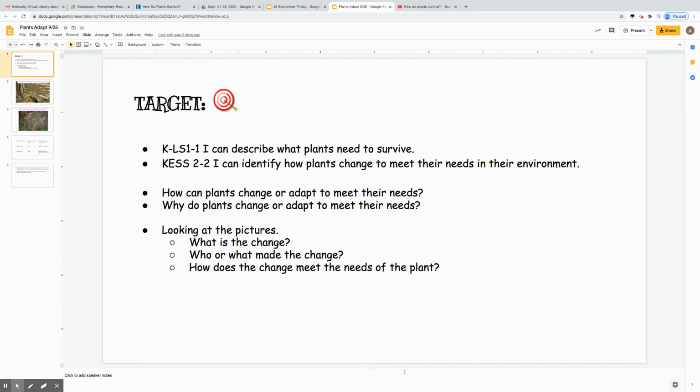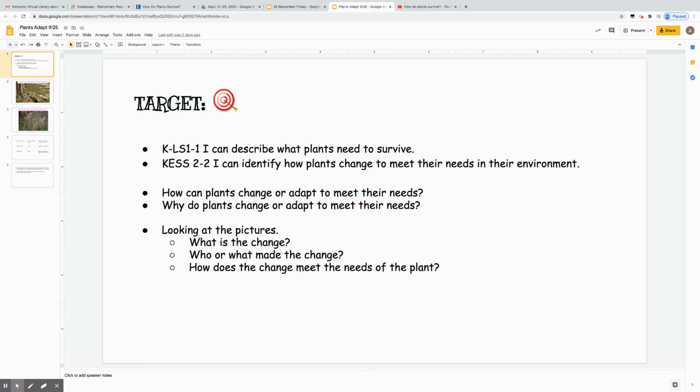Some of the questions we're going to talk about: how can plants change or adapt to meet their needs? Why do plants change or adapt to meet their needs? And we're going to look at some pictures today and talk about these questions. What is the change? Who or what made the change? And how does the change meet the needs of the plant?